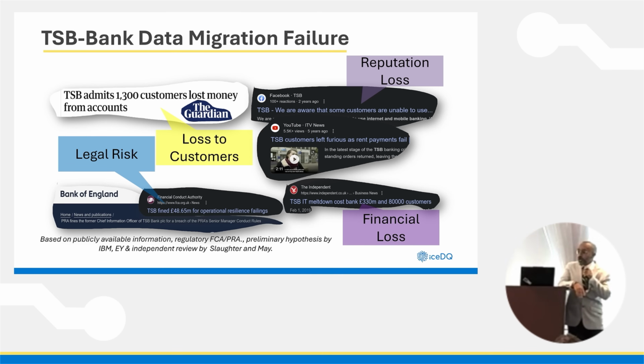TSB lost about $500 million when they were migrating their system. They lost money from about 1,300 customers. They were legal. The CIO of the company was personally fined, I think, 88,000 pounds. There was reputation loss. There are YouTube videos. You can go and search for TSB, and you will find a lot of YouTube videos, people shouting, claiming on Facebook and other things.